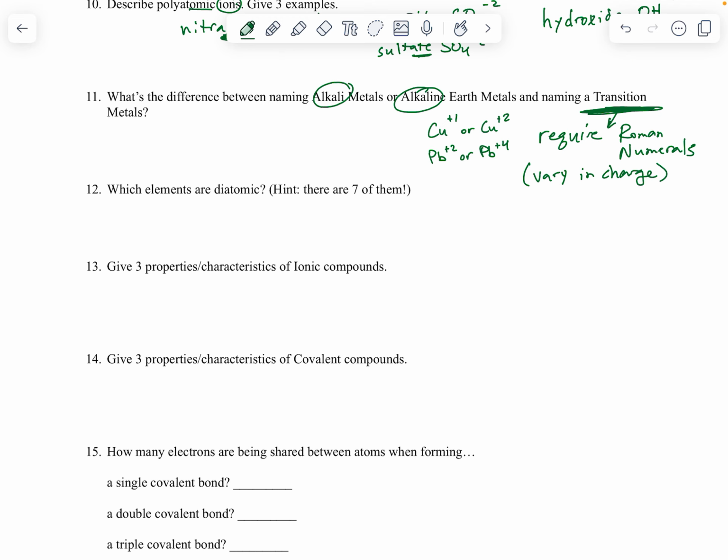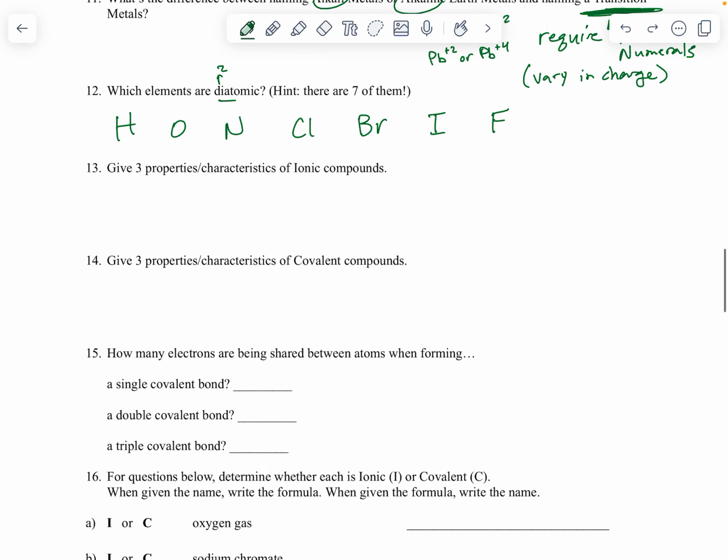Which elements are diatomic? Remember, diatomic, that prefix di means two, which means that when they're by themselves, they need to exist as a pair. I like to say honkel, briff, right? These are the 7, and whenever we see them that are by themselves and not paired up with either themselves or something else, they have to exist as a pair. So when we would write them, we would say this is actually not H, it would be H2, right? Or O2, so on and so forth. So those are the 7 there.